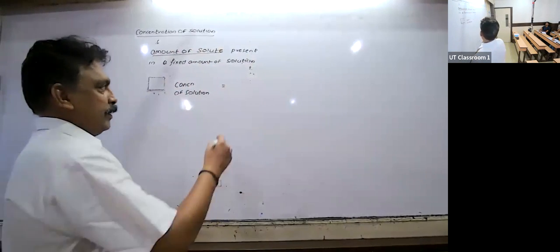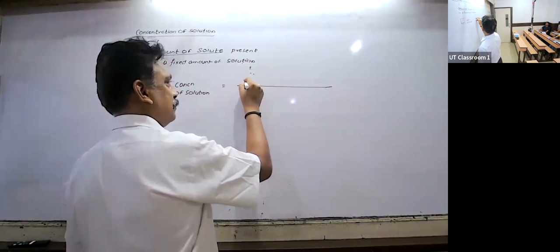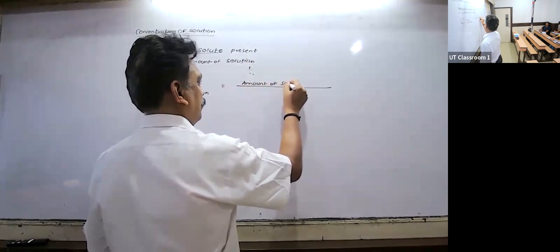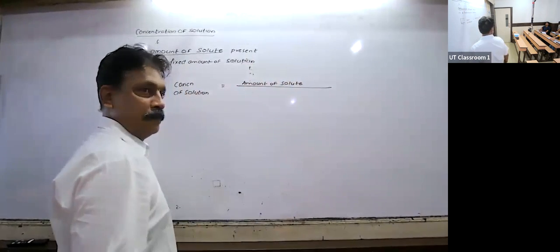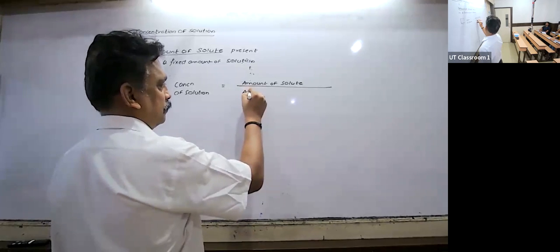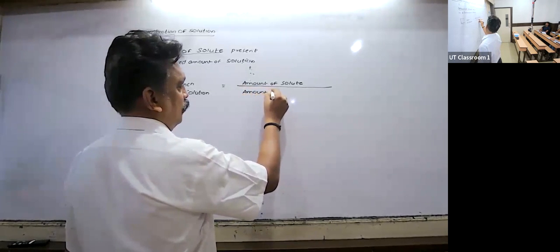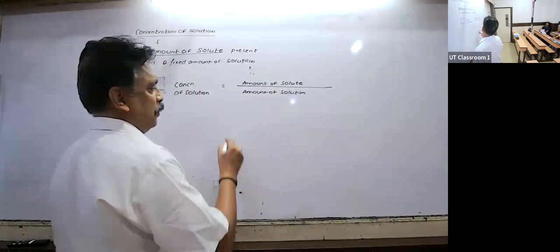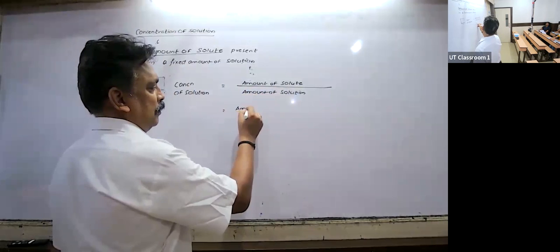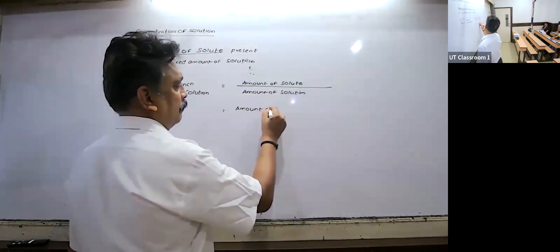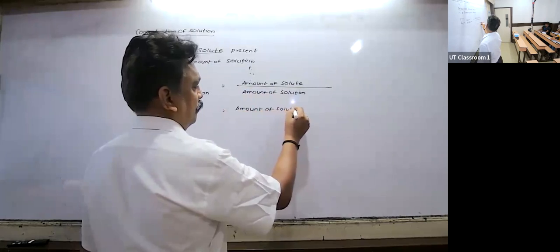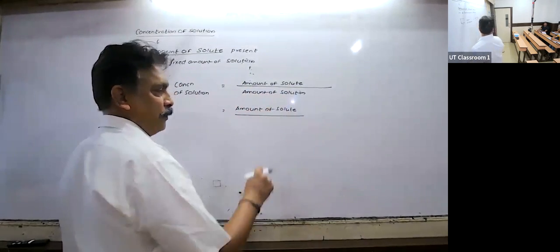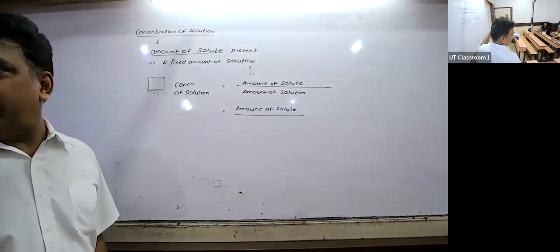right, is nothing but the amount of solute upon the amount of solution. Now, what is the meaning of this? Amount of solute तो वही रहेगा. Upon what is solution? Solution is made up of what? Solute and solvent. ठीक है ना?